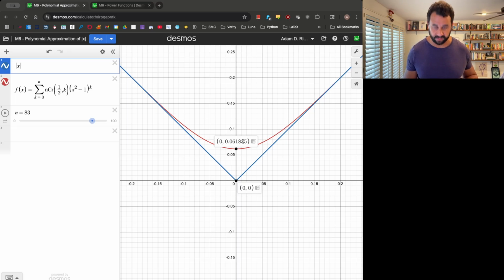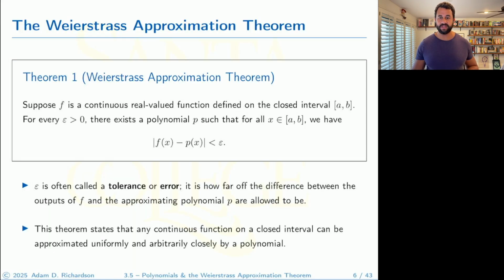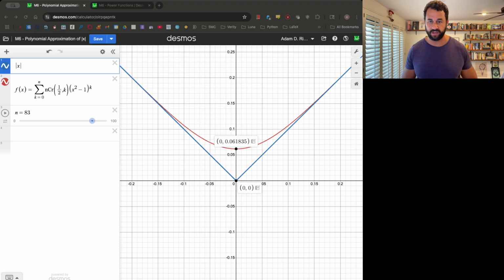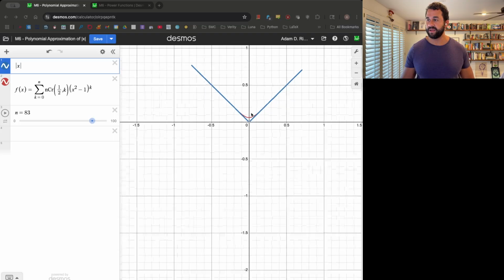So let me flash back for just a moment to the slides. Okay, look at this algebraic expression here, this inequality. f(x) for us is absolute value of x. p(x) is that red polynomial curve you're seeing, and epsilon is that space between the absolute value function and the polynomial right here. So this distance right here is basically epsilon, the maximum size that the functions will differ, right? All right, zooming back out.